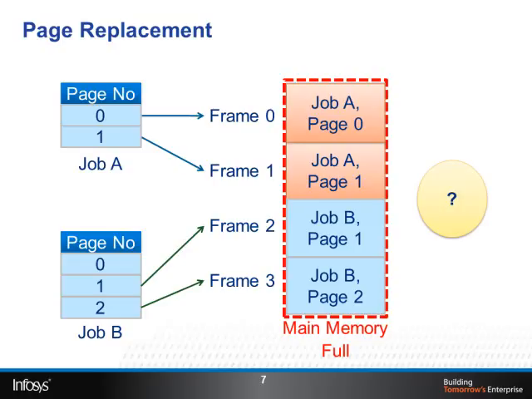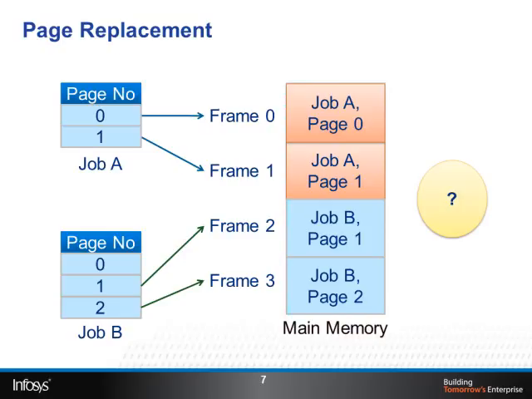So, how can we solve this problem? We can solve this problem by replacing a page which is already in the main memory with the newly requested page. Here in this scenario, page 1 of job B, which is already in the main memory, is replaced with user requested page 0 of job B. The processor will decide which page needs to be replaced depending on page replacement algorithms. This is known as page replacement.